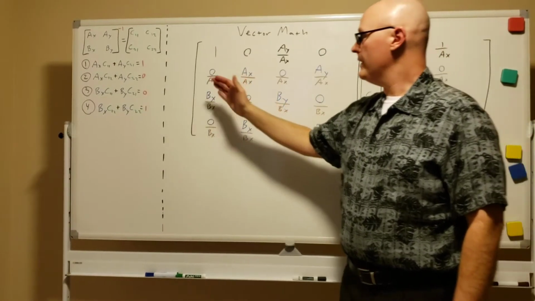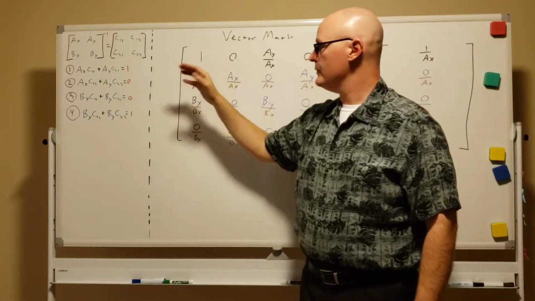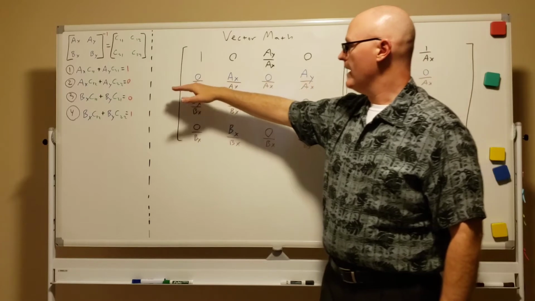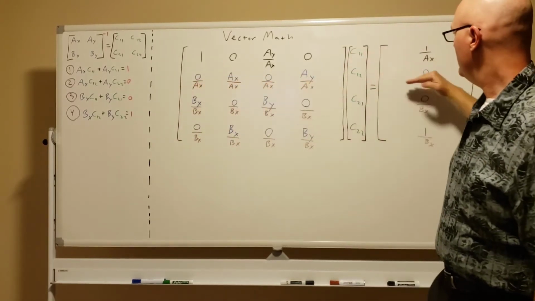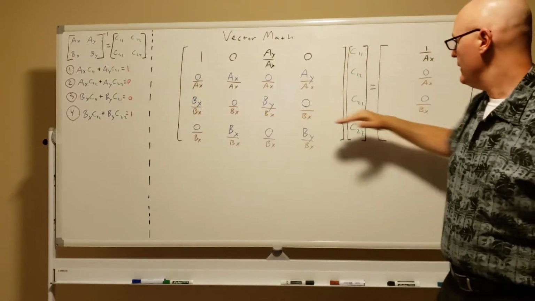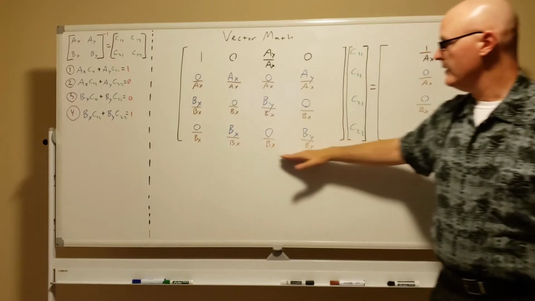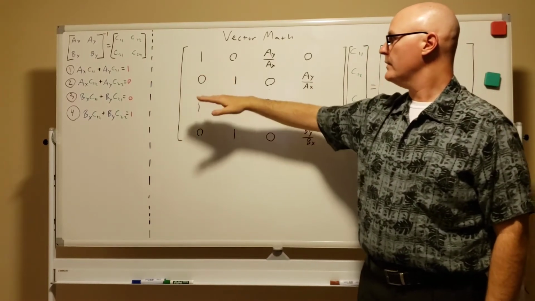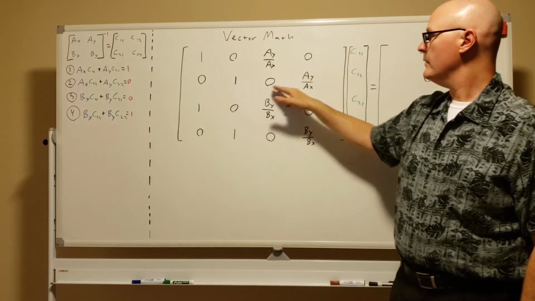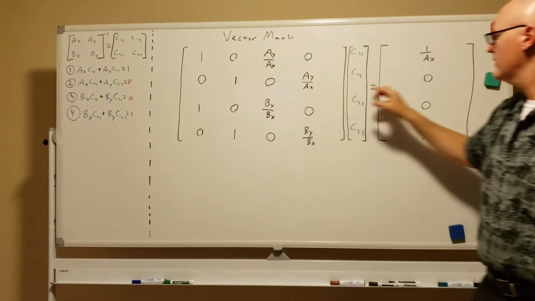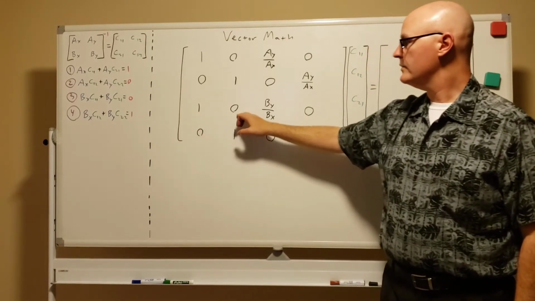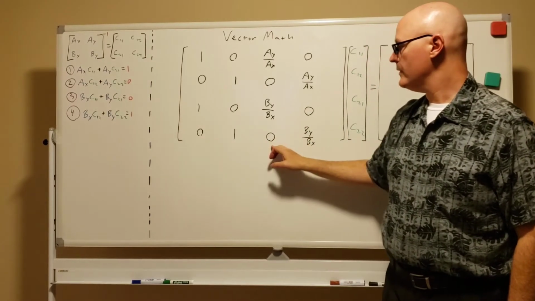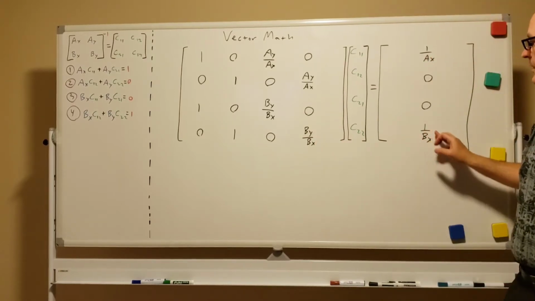Continuing on with our attempt to get everything on the left side of this 4x4 matrix to be a 1, I'm dividing both sides of the second equation by AX, both sides of the third equation by BX, and both sides of the fourth equation by BX. So this gives me a matrix that is 0, 1, 0, AY over AX. This became 0, 1, 0, BY over BX, and 1 over BX.